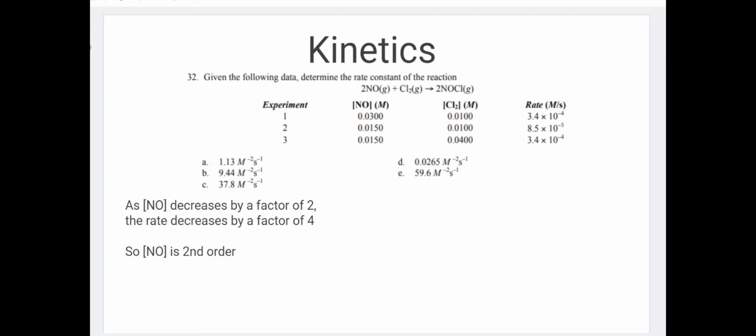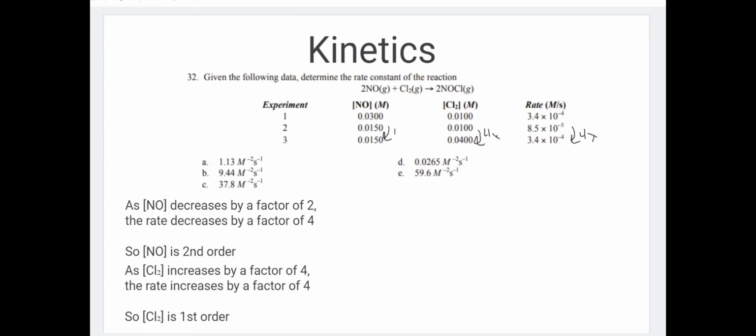All right, now we can do the same thing, but for trials 2 and 3. So the change in NO is 1, the change in Cl2 is 4x, and the change in rate is also 4x. So as Cl2 increases by a factor of 4, the rate also increases by a factor of 4. And 4 to the power of 1 is 4, so Cl2 here is first order.